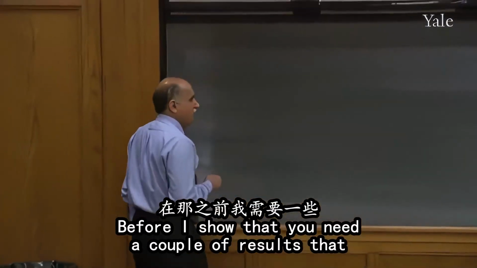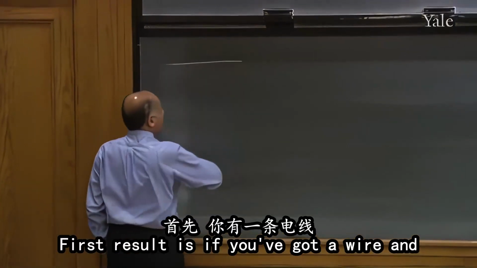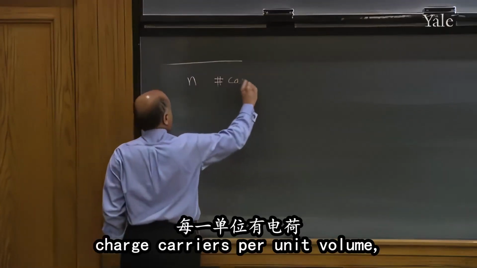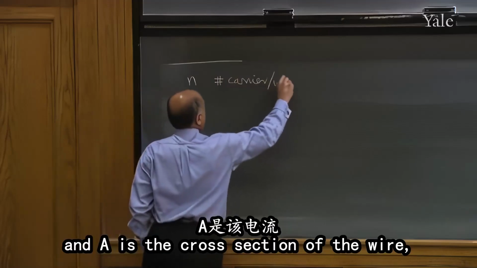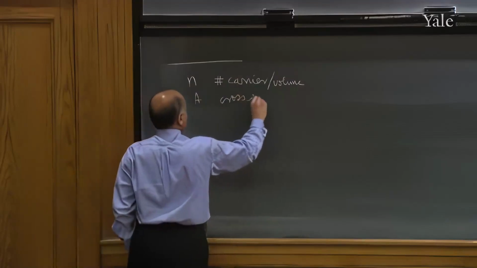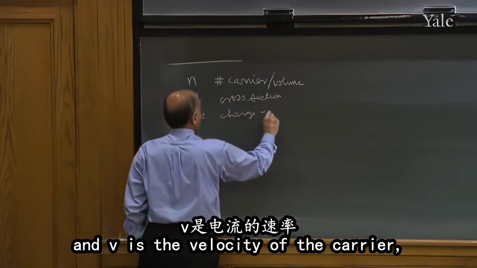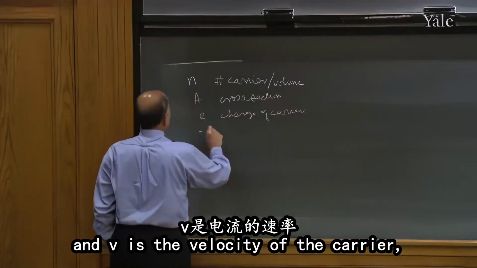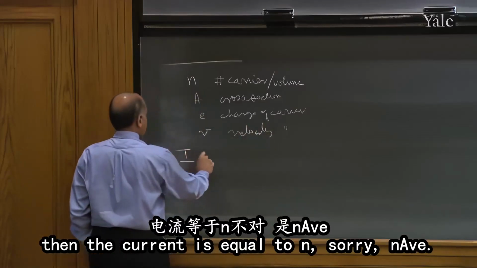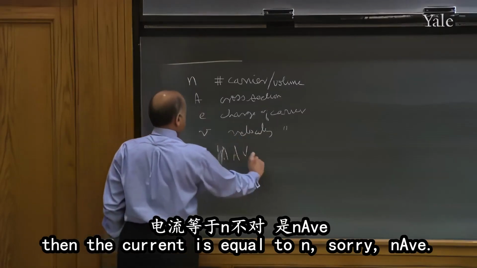Before I show that, you need a couple of results that you may not remember all the time. First result: if you've got a wire, and n is the number of charge carriers per unit volume, and A is the cross section of the wire, and e is the charge of the carrier, and v is the velocity of the carrier, then the current is equal to nAve.